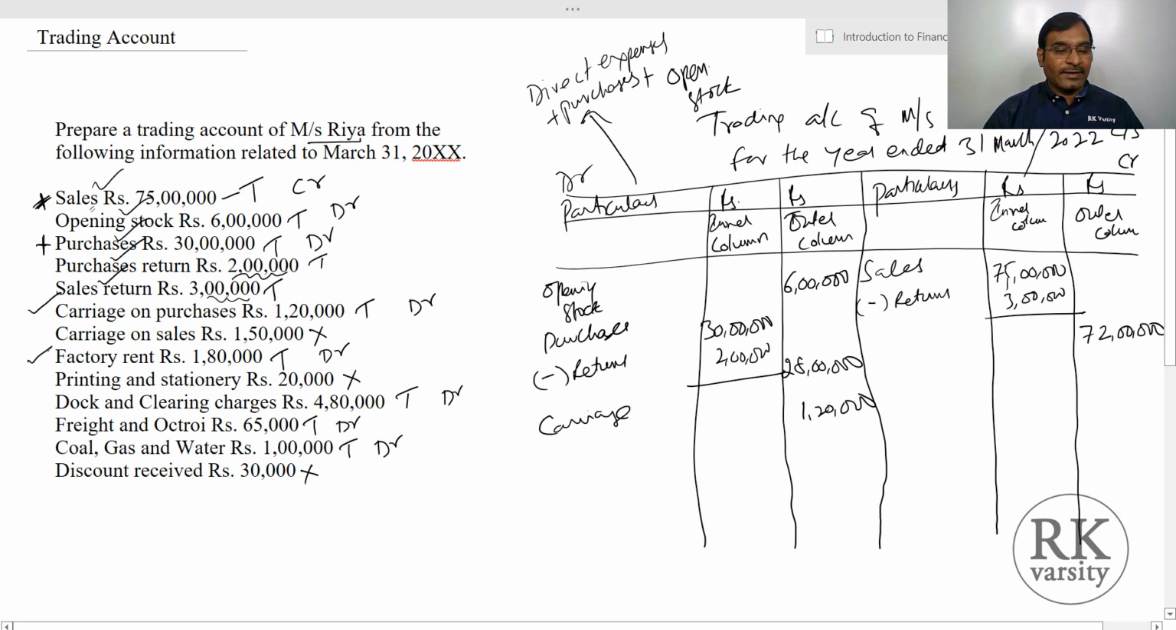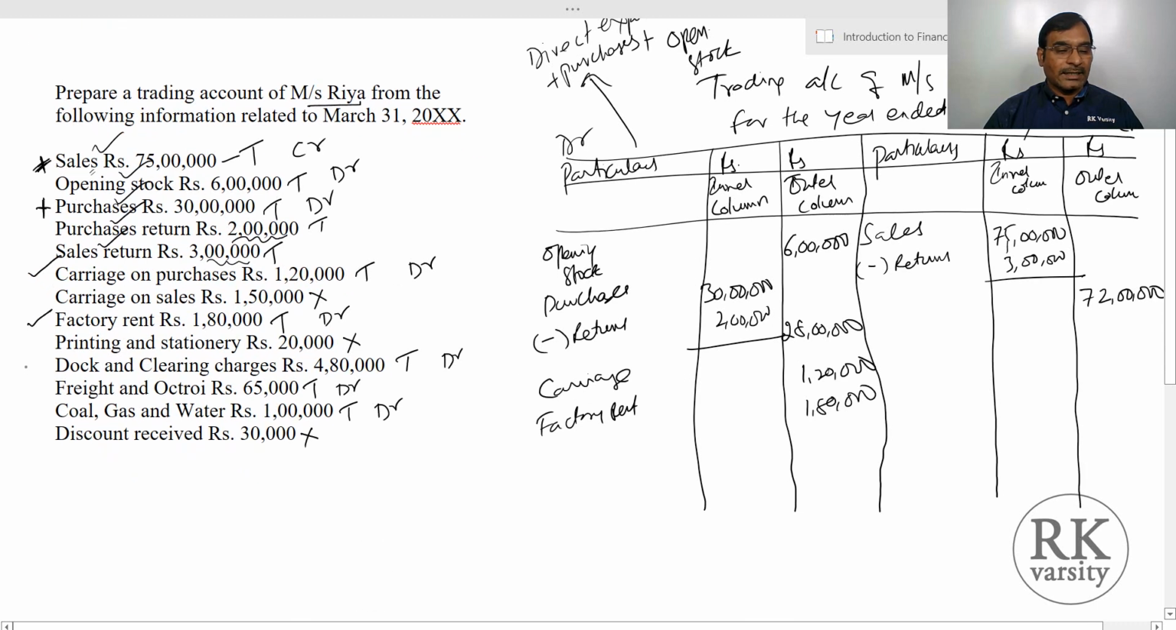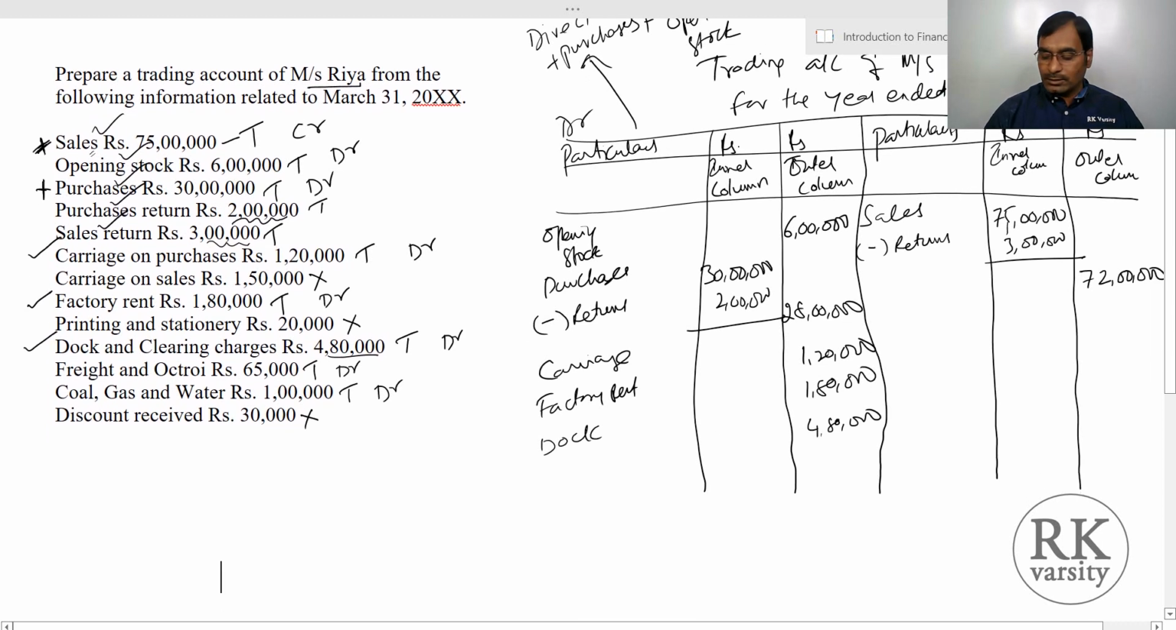Then factory rent 1,80,000. Factory rent, directly we take here 1,80,000. So we enter factory rent also. Printing and stationery is not shown in a trading account. Then dock and clearing charges. Dock charges, what is the amount? 4,80,000. So we'll show 4,80,000.